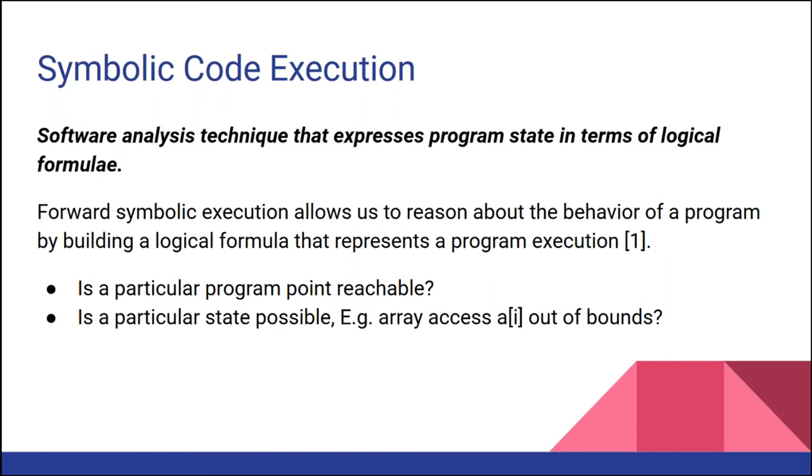Fundamentally, an execution of a program is a series of computations performed on data held in memory. The data is read, manipulated by the instructions, and then stored back in memory. Symbolic code execution works in the same way, except instead of actual values being manipulated, we work with symbols. The results of computations are stored as expressions involving these symbols. This allows us to construct logical formulas describing our program.